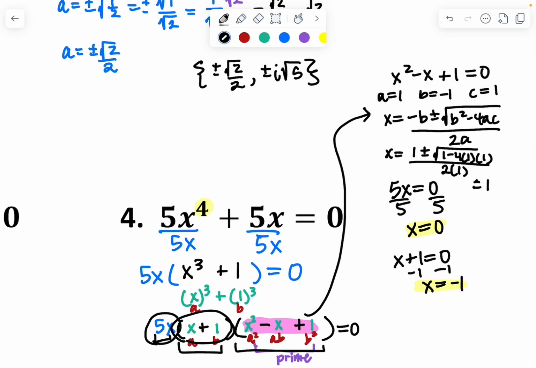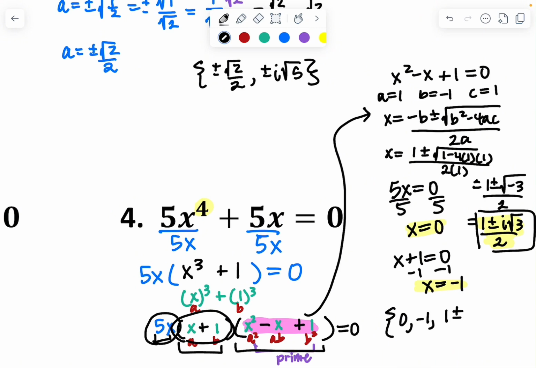And so that gives us 1 plus or minus the square root of 1 minus 4, which is -3, all over 2. And so the last thing we need to do here is just take an i outside of the radical, and you can leave your final answer like this. And so this would be our 2 remaining solutions. One is from the 1 plus, the other is from the 1 minus. And so our solution set has a 0, a -1, and then the 1 plus or minus i square root of 3 over 2.